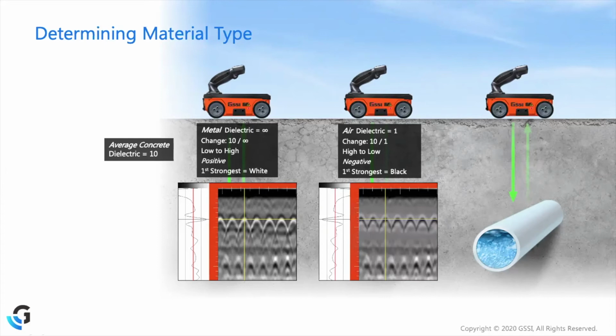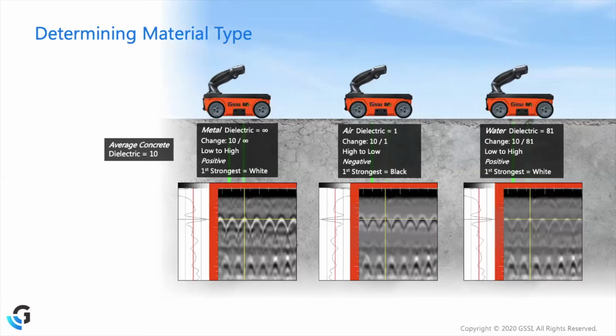Okay, lastly, we have a water-filled PVC. So now, much like metal, we're going from a low number to a high number. Okay, so this would be a positive change. Again, like metal, our first strongest color is going to be white. But here's the thing. If you look at this compared to the metal targets, it's not going to be as bright. Okay, and the reason for this is because the change isn't as strong, right?